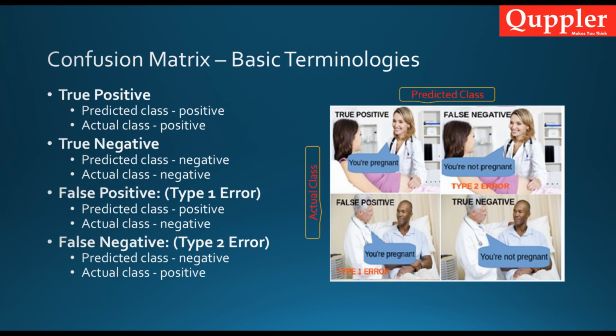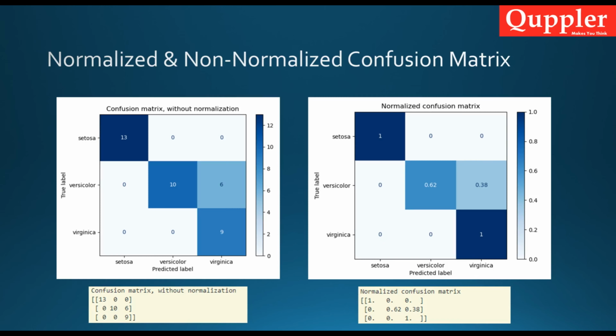So these were the basic terminologies of the confusion matrix. Now we're going to see the types of confusion matrix, like the normalized and the non-normalized one. If we are to plot a diagram, the first thing that comes, if we see across the diagonal, is the values which we predicted, so it is without normalization. So this confusion matrix depicts the values without normalization.